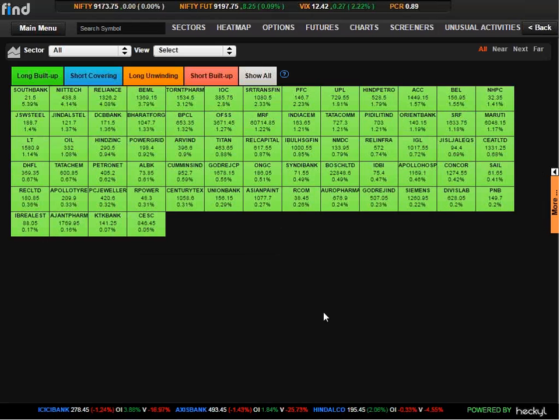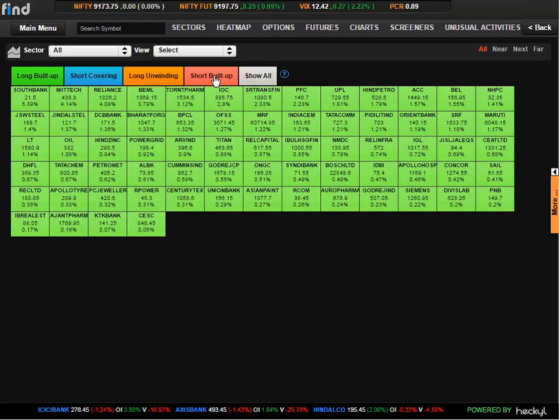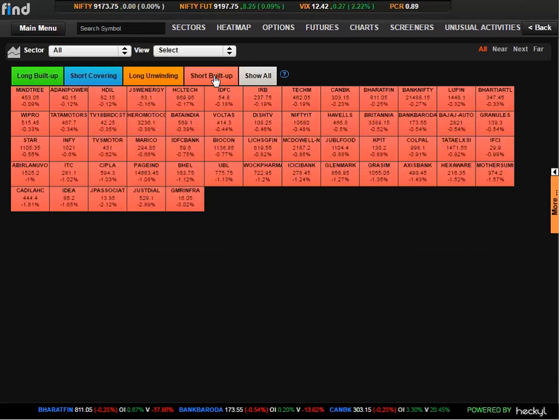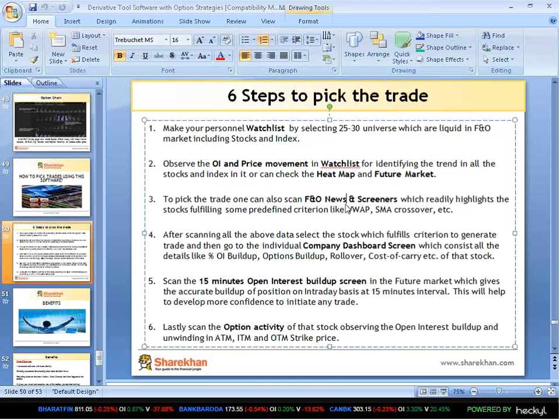This tool will help you identify all the stocks on one single screen, which will help you see what the positions are, which stocks are long positions and which are short positions, and this will help you make the trade. After that, you can just view the FNO screeners.